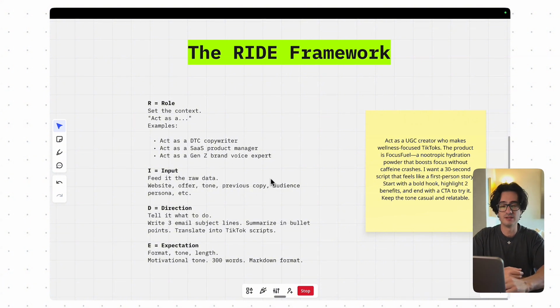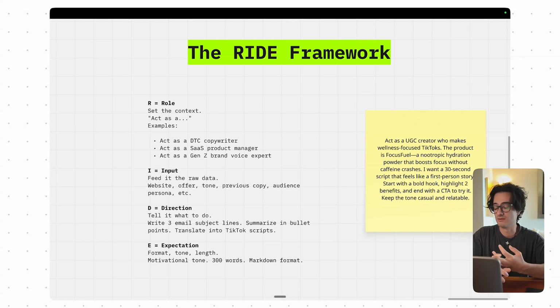Second is going to be the input. So this is where you either feed it raw data, some sort of website, you give a product description, maybe previous copy that you've done for the specific product or whatever it is that you're trying to achieve. Maybe you're giving it a specific audience that you're trying to appeal to. It's really important to just provide a little bit of these different inputs so that it understands what the task actually is.